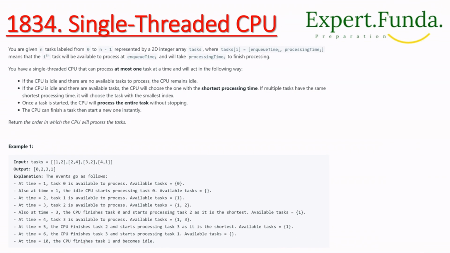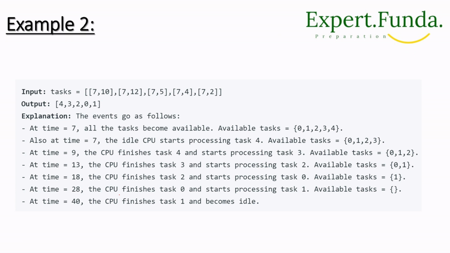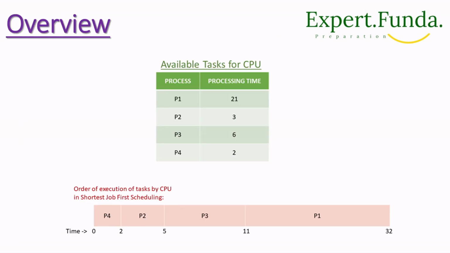So example 2 you understood. Here I'm going to show you some overview of what the problem is saying. You can see the map here, process and processing time. This is the task, the available tasks for the CPU.